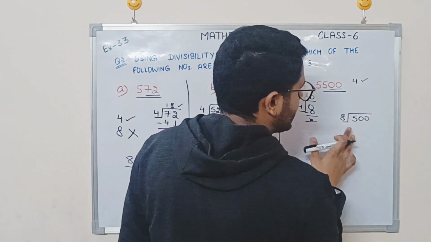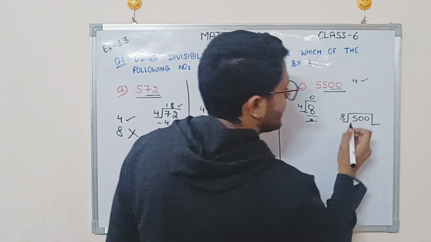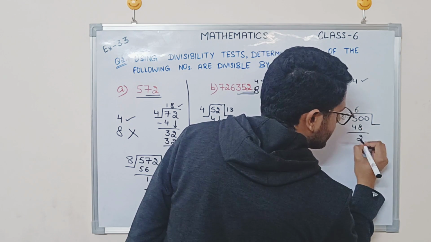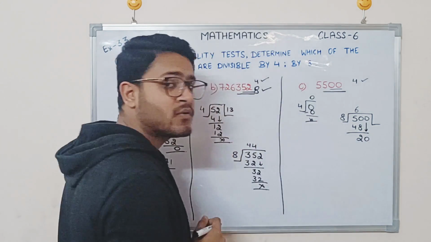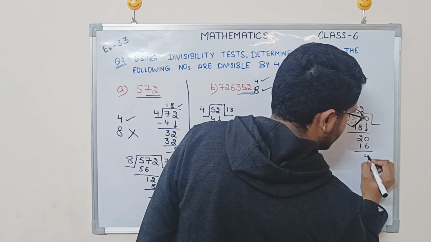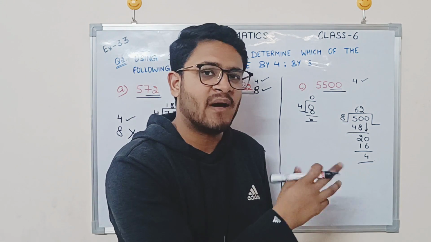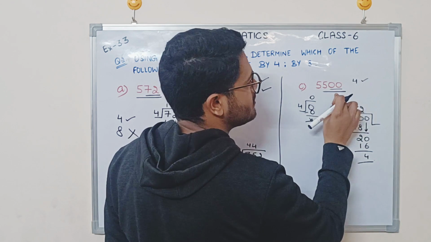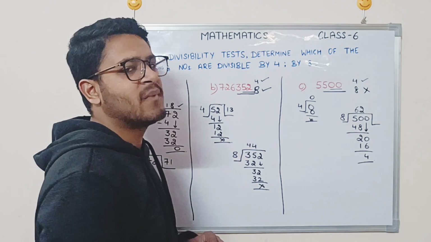Now tell me, how are you going to divide this? 8 sixes are 48. The remainder will be 2. So now the number will become 20. So it will be 8 twos are 16 and the remainder is 4. So we got the remainder 4, which means 500 is not divisible by 8. So if 500 is not divisible by 8, therefore the whole number, which is 5500, is also not divisible by 8.